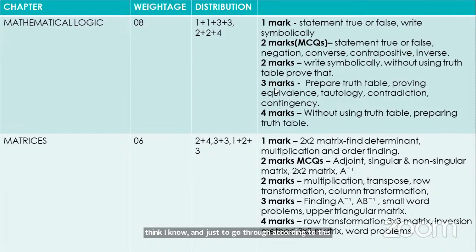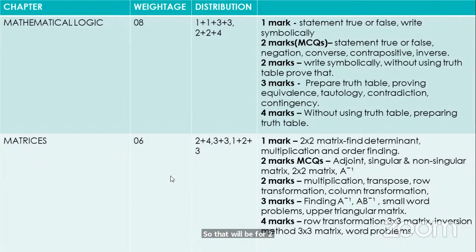Sometimes they ask converse, contrapositive and inverse together for 3 marks. If you have written any one correctly, you will get 1 mark; if you have written 2, you will get 2 marks. If P implies Q is given, its converse is Q implies P. Contrapositive is negation of Q implies negation of P. Inverse is negation of P implies negation of Q. Accordingly, you have to write in words also. They give a sentence and you convert it using these 3. If they ask only 1, it will be for 1 or 2 marks.